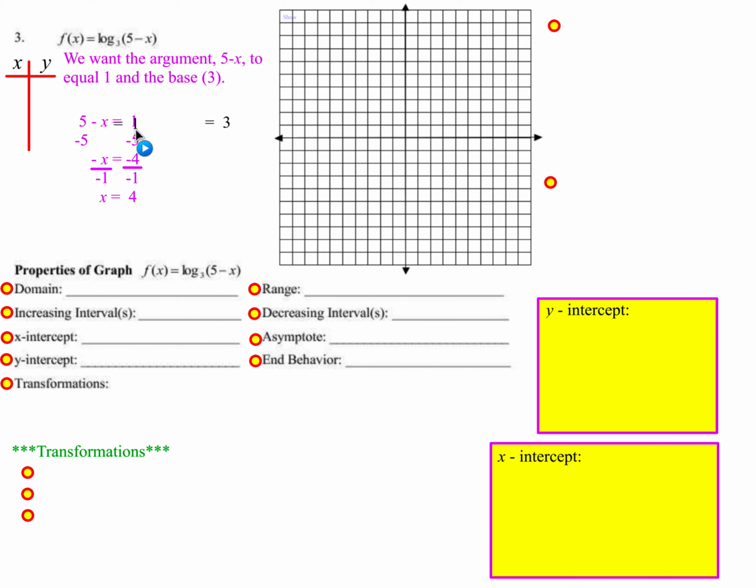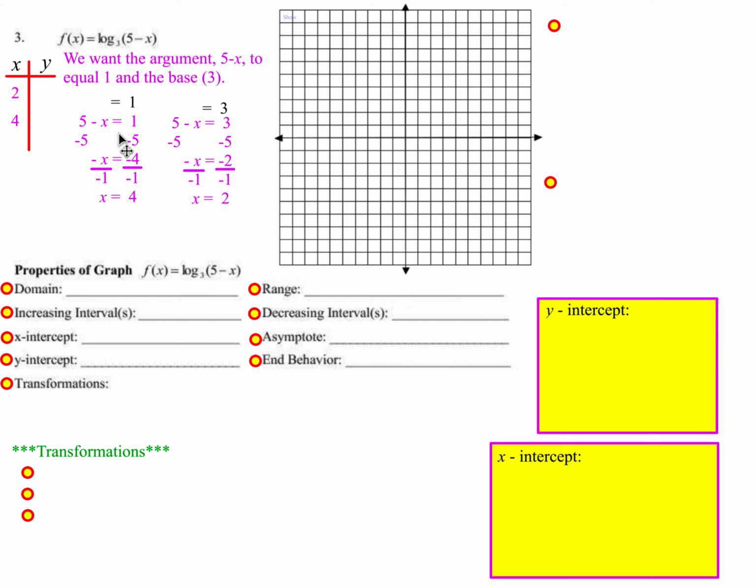Sorry, that got a little sloppy there on me. Let's just move that out of the way. We subtract 5 on both sides, leaves me negative x is equal to negative 4. Divide both sides by negative 1, you get a value of 4. When we set it equal to 3, we subtract 5 on both sides, get negative x equals negative 2. Divide both sides by negative 1, our x value is 2. So our chosen x values are 2 and 4.